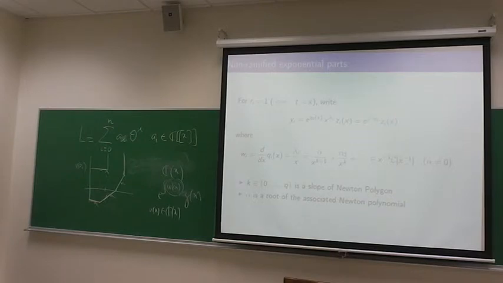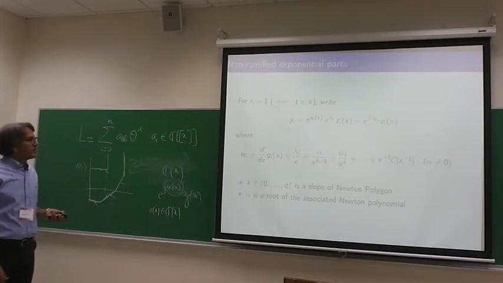So the question is, given a k between 0 and q, the dimension of the system, to determine whether this k is a slope of the Newton polygon and get the associated Newton polynomials. Okay? This information is obtained directly from a scalar equation, but for a system it is hidden and we want to work in order to get it.